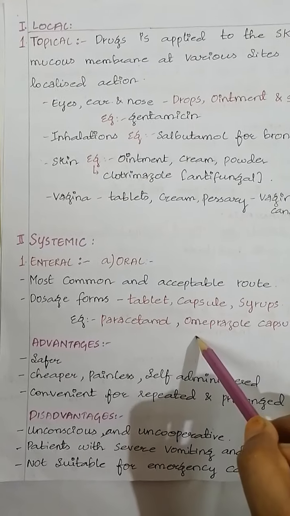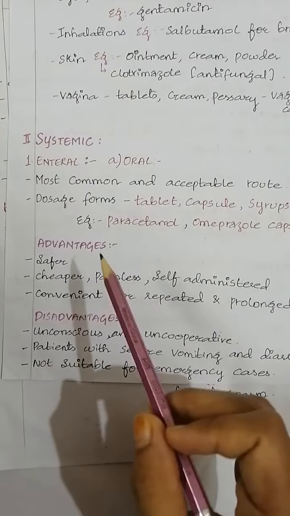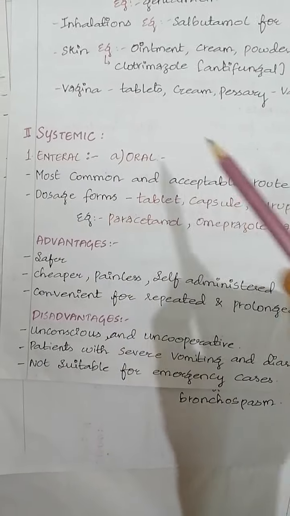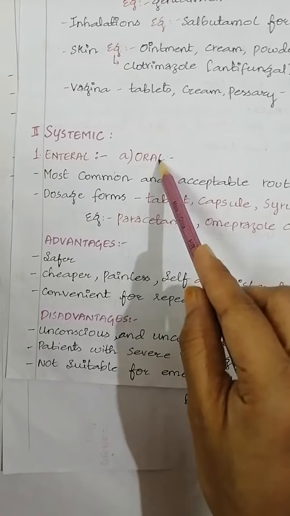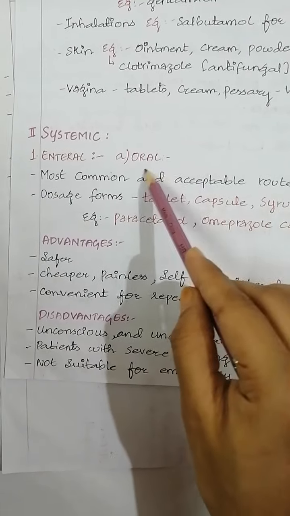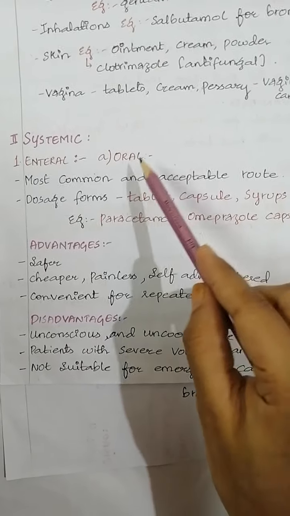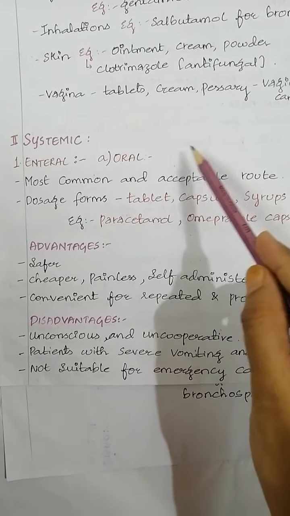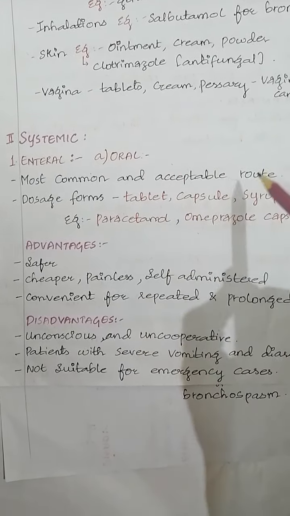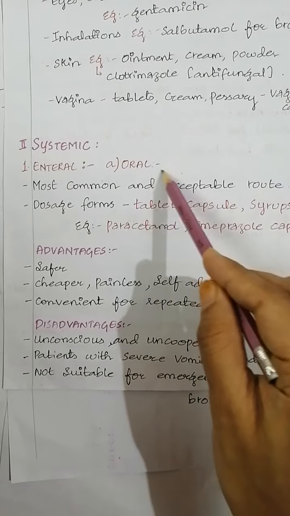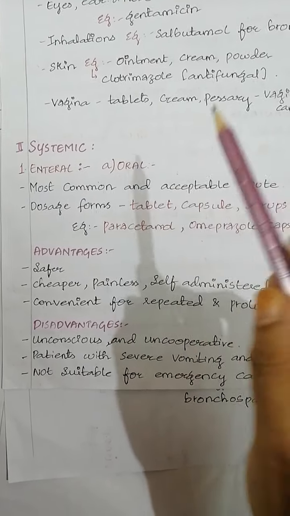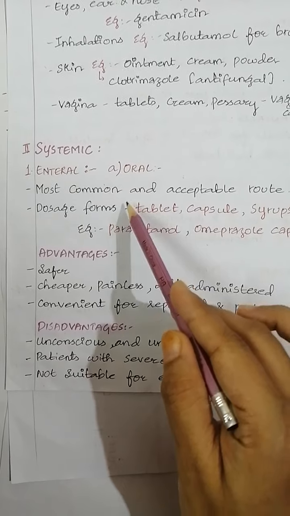Next, coming to the systemic part, the systemic route of drug administration. First we have enteral. In enteral we have the oral route. First comes the oral route. Oral route means the drug is given via the digestive tract.